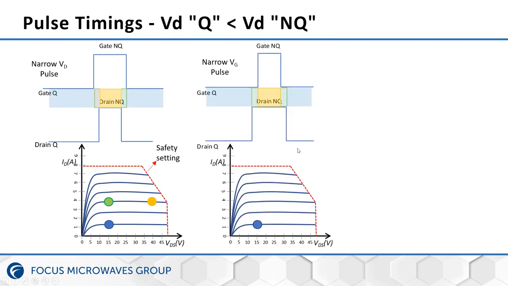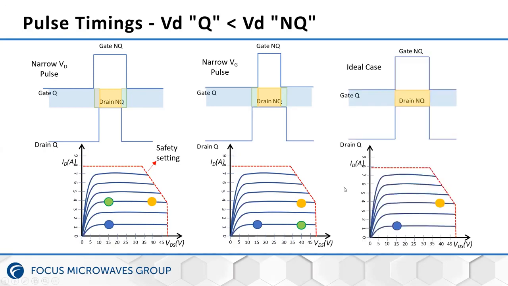The second condition we will discuss is where the drain pulse is wider than the gate pulse, which means the drain non-quiescent will turn on first and then the gate non-quiescent. Again, starting from a quiescent value, we will jump to a higher drain voltage, and then we will move to our target non-quiescent IV condition, the IV set target. The third condition is where we have the gate and the drain pulses of equal widths. Here we don't create any intermediate stage and we directly jump from our quiescent to our target value.